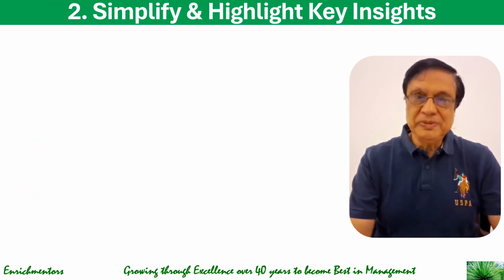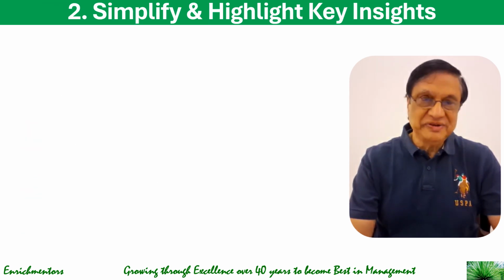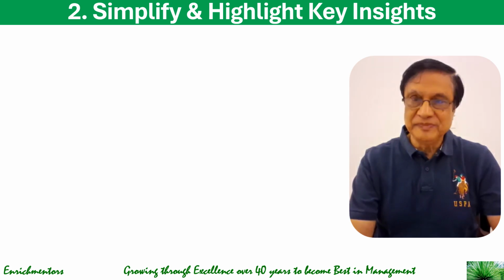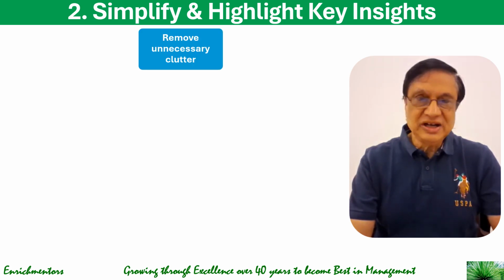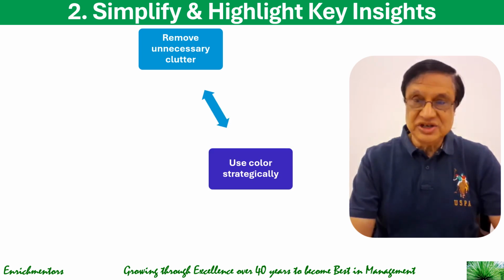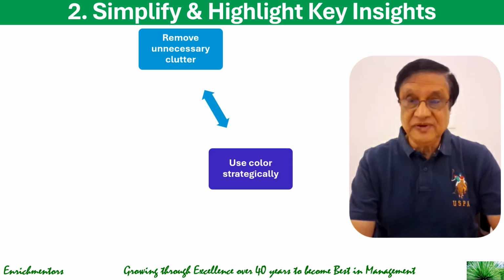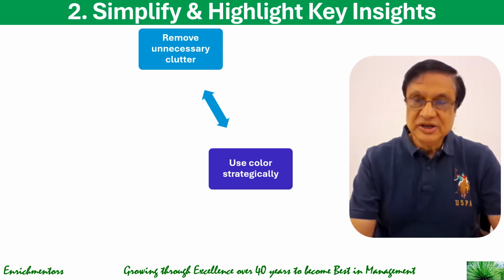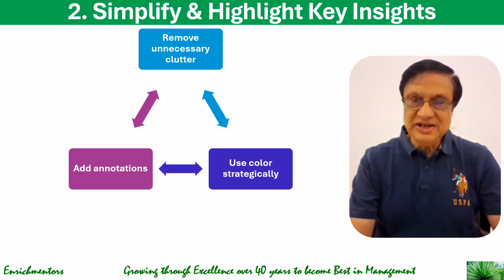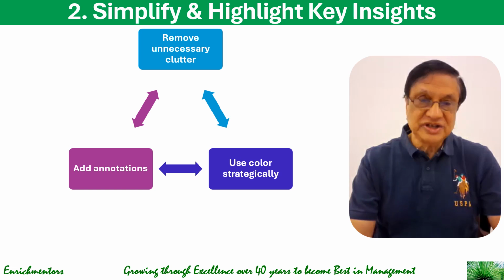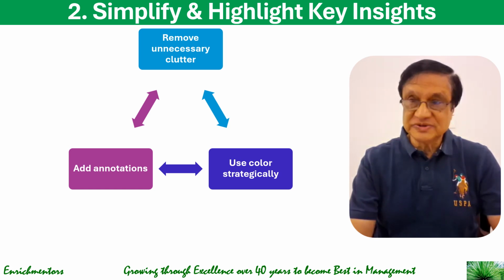Second thing, you need to simplify and highlight key messages, as we were saying earlier in the example. Remove unnecessary clutter, 3D effects, grid lines, excessive labels. Use colors strategically: red for risk, green for growth, etc. Use annotations to highlight key takeaways, right? Wherever necessary, for the key takeaways, use annotations.